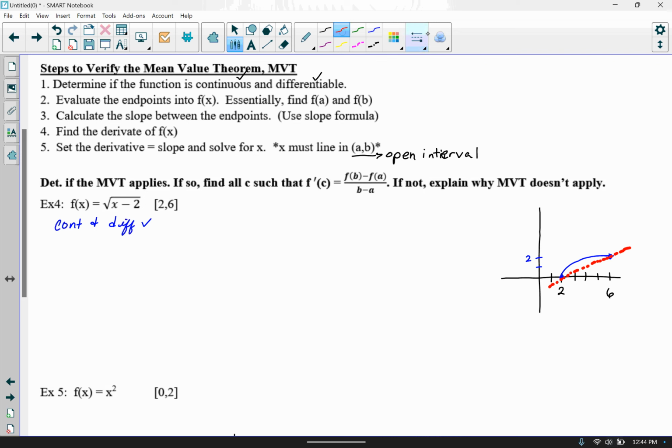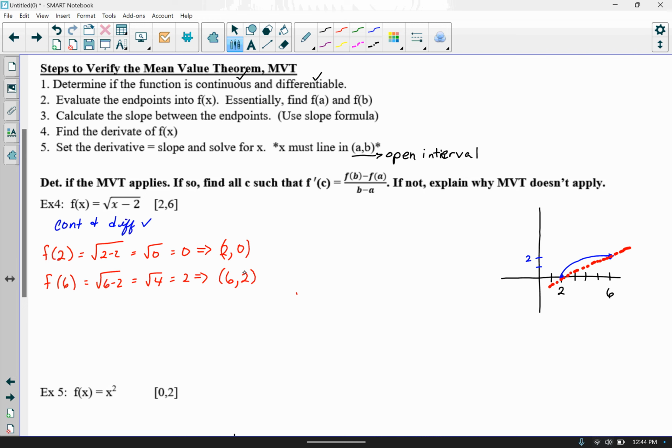All right, so step 2 says evaluate my endpoints. So I'm going to find f of a and f of b. So I'm going to find f of 2, which we actually already did. Square root of 2 minus 2, square root of 0, which is 0. F of 6, square root of 6 minus 2, square root of 4, which is 2. All right, so we actually did create ordered pairs here. Let's go ahead and write these ordered pairs. We put in an x value of 2, got out a y value of 0.